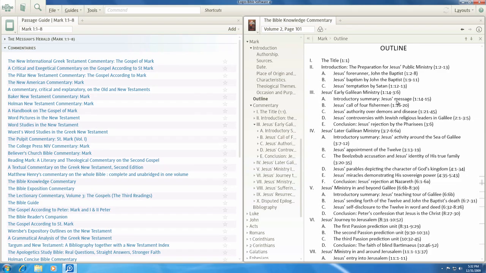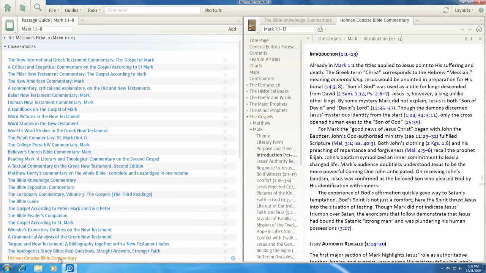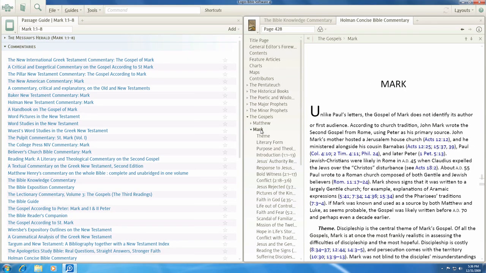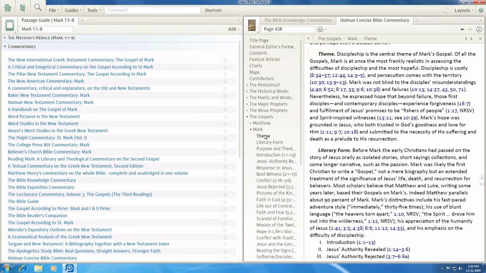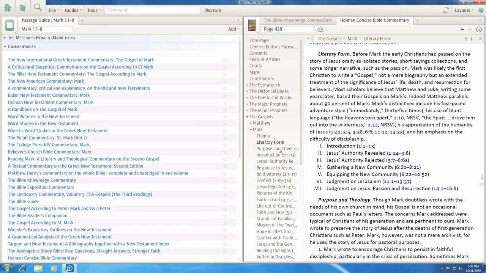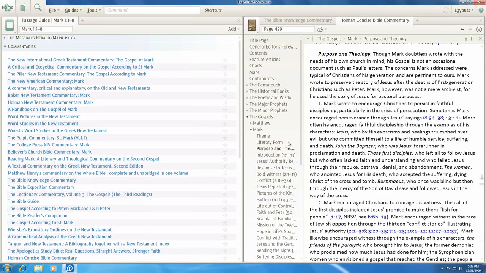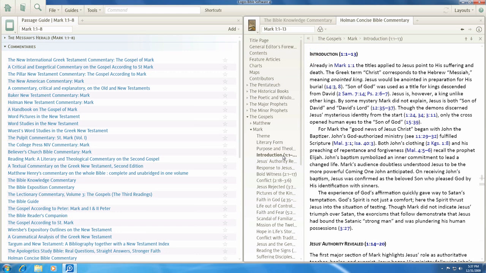And now let's take a look, just for comparison, at another single volume Bible commentary. All the way down here at the bottom, we have Holman Concise Bible Commentary. This resource has grouped books of the Bible together under headings here. For example, Mark belongs to the Gospels. And like the other commentary, there's a bit of discussion about who wrote it and to whom. Discussion about the theme of the book, its form, and its purpose and theology. It's then followed by a section-by-section commentary.